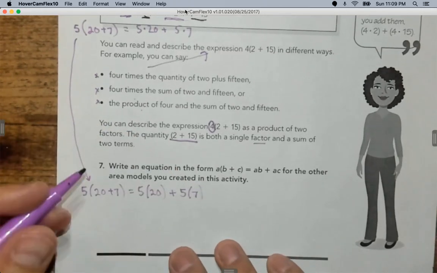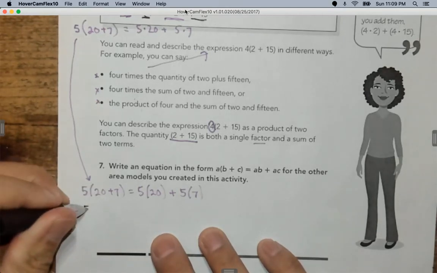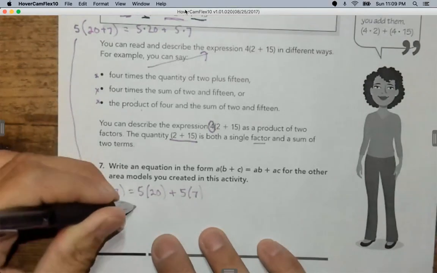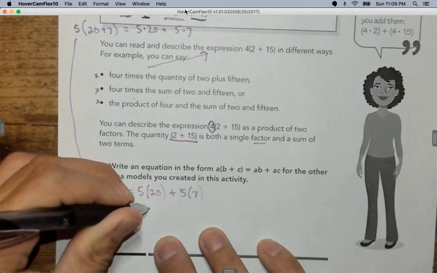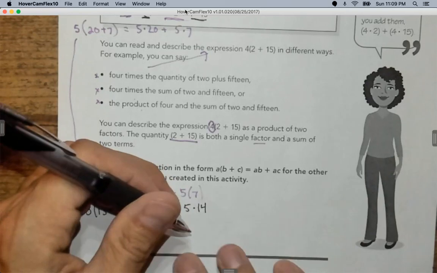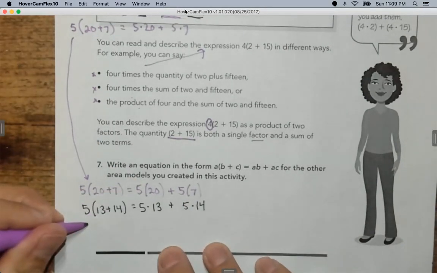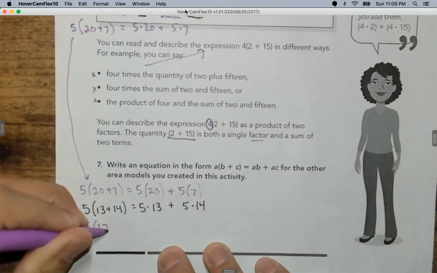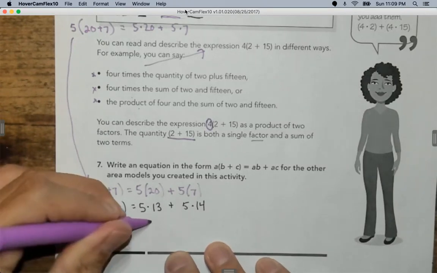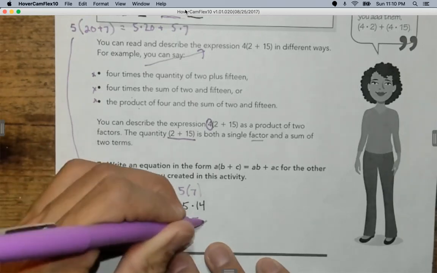The next one I showed was 5 times the quantity of 13 plus 14. And I could rewrite that as 5 times 13 plus 5 times 14. And then there was the second one that I didn't show all the way: 5 times the quantity of 17 plus 10. I could rewrite that using the distributive property as 5 times 17 plus 5 times 10.